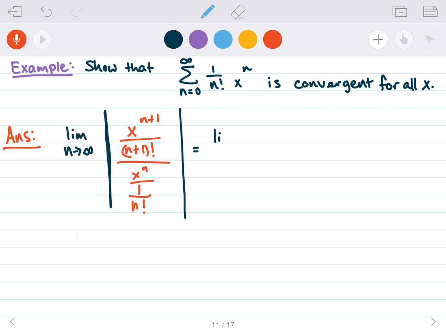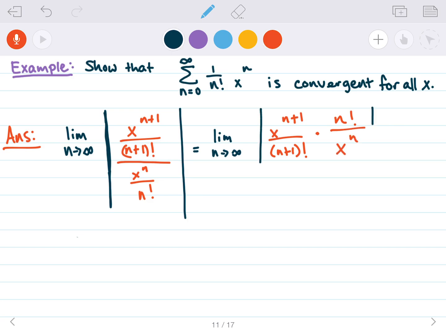Cleaning it up, I can change this complex fraction into multiplication by the reciprocal. So I keep the top fraction, which is this guy, multiplied by the bottom fraction flipped. Actually, I shouldn't have written 1 over n factorial. I should have just written x to the n over n factorial. I apologize about that. So this is going to be times n factorial over x to the n, still in absolute value bars.